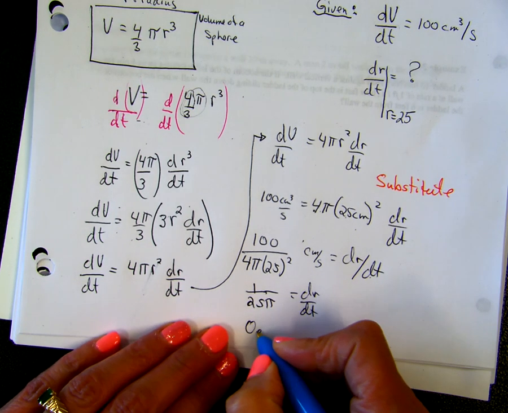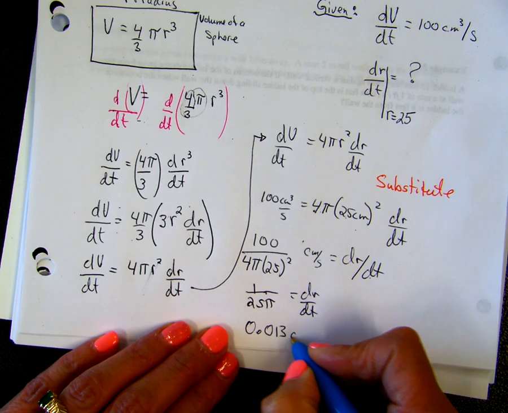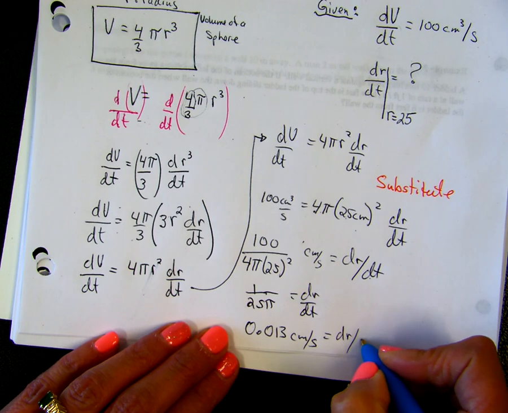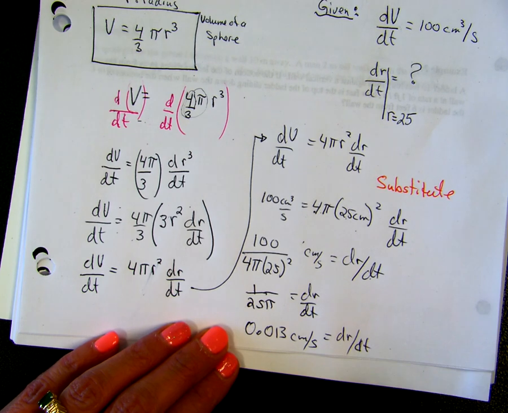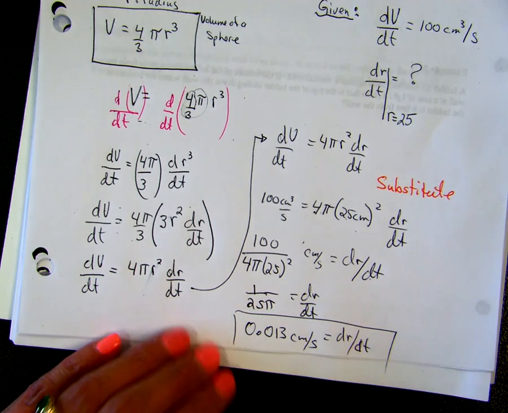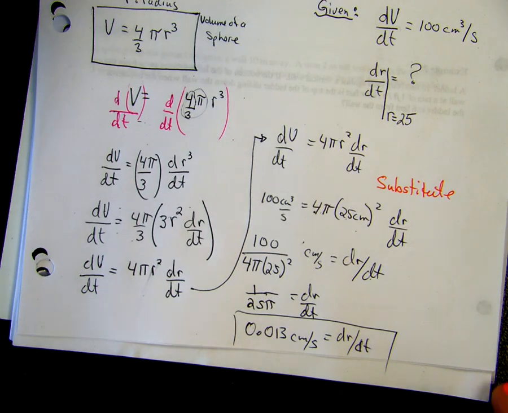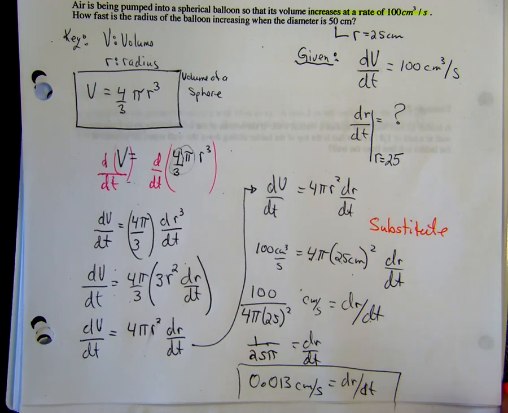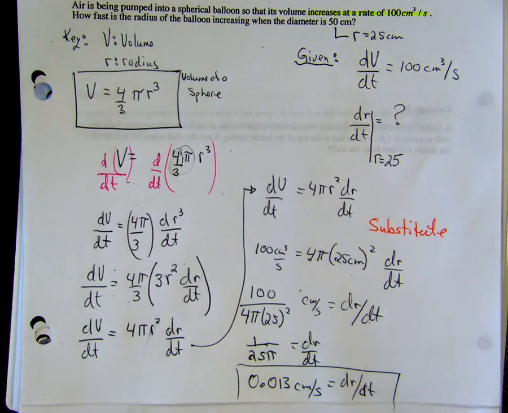Or if you want it in decimals, okay, so the rate of change of the radius with respect to time is 1 over 25 pi centimeters per second when the radius is 25.